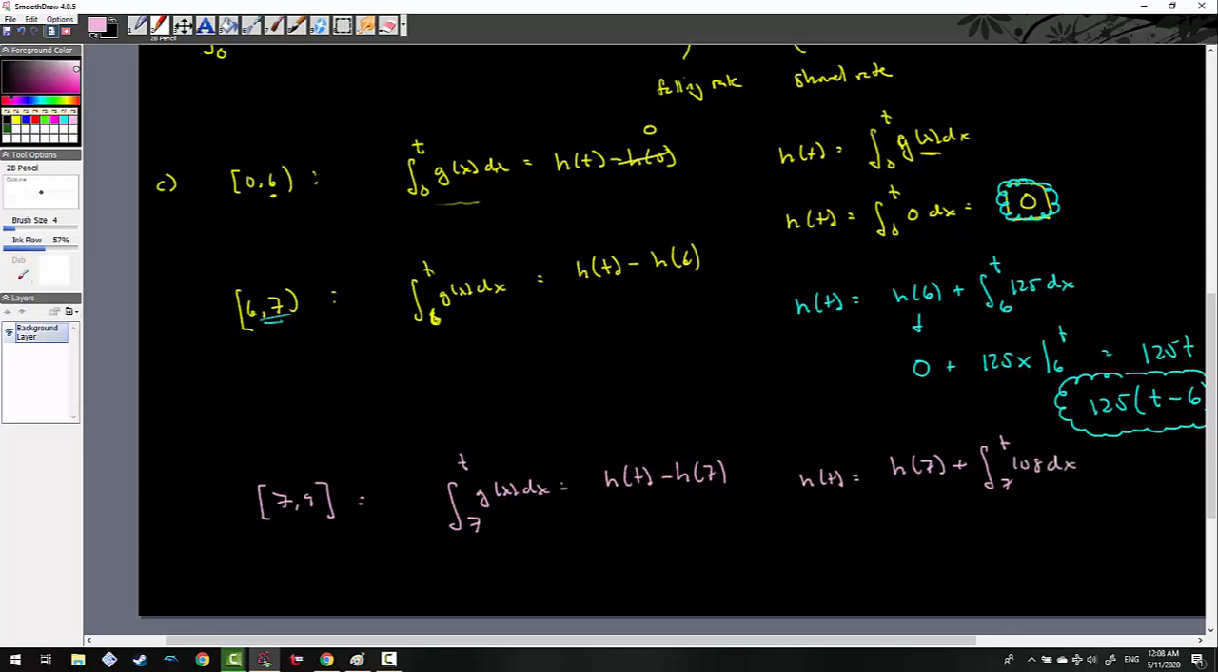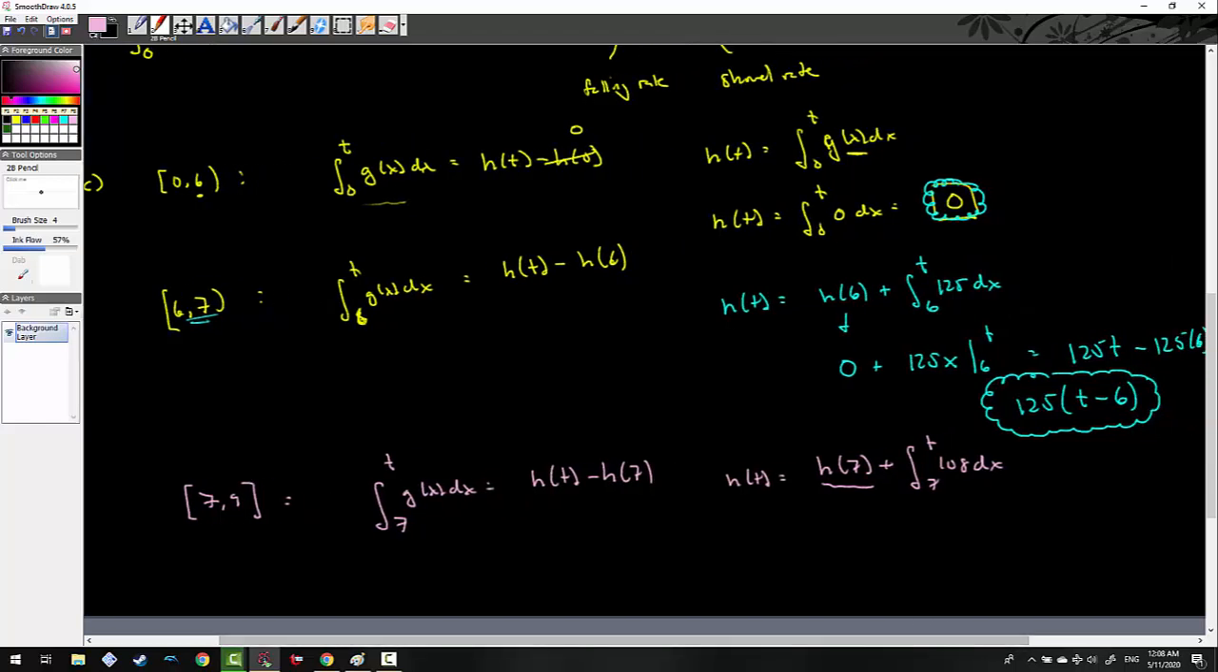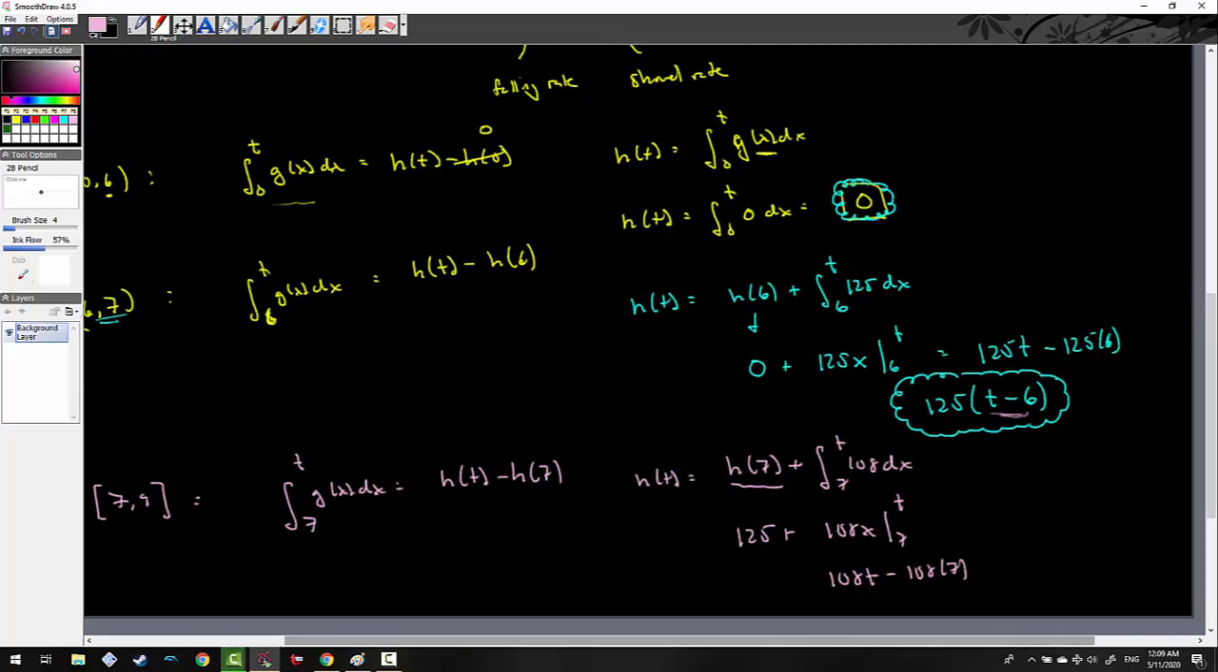108 dx. Well, what is h of 7? Remember, the previous function is valid all the way up until 7, so if I punch a 7 into this linear function, I get 125. And then I'm going to integrate this one. So it's 108x on 7 to t. Same thing happens here. You'll get 108t minus 108 times 7. You factor that out, and you'll get 125 plus 108 times t minus 7. And these are your 3 functions right here.